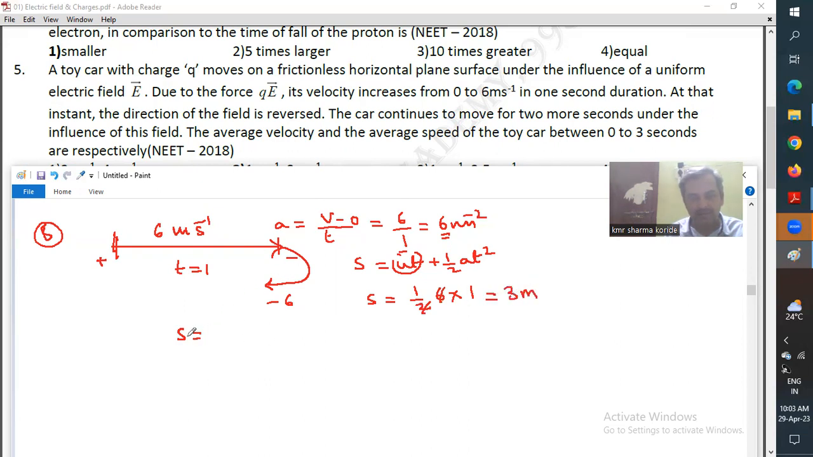Now, after the reversal of the field direction, let us try to find out using v square equals u square plus 2as. This u will continue, but acceleration is negative, finally maybe coming to rest. So u is once again 6 square, so this is going to be 36 divided by 2a, where a is retardation now, so minus 6. This is going to be 12, which gives 3.